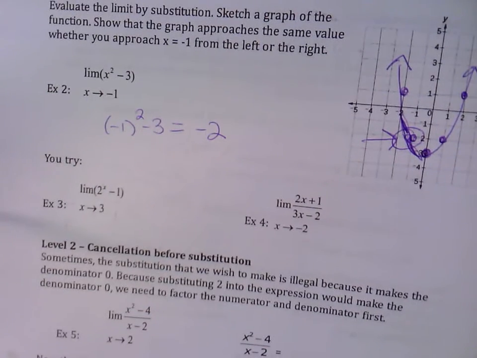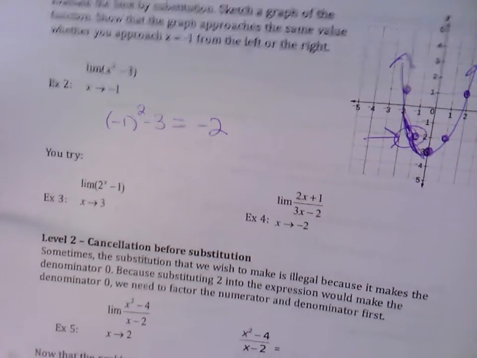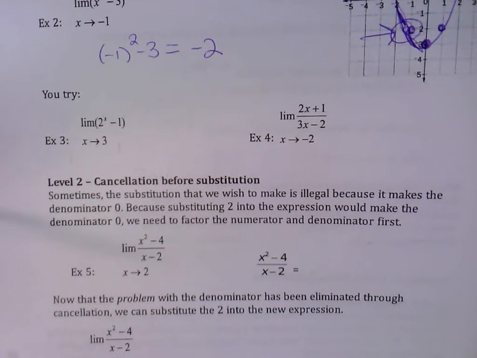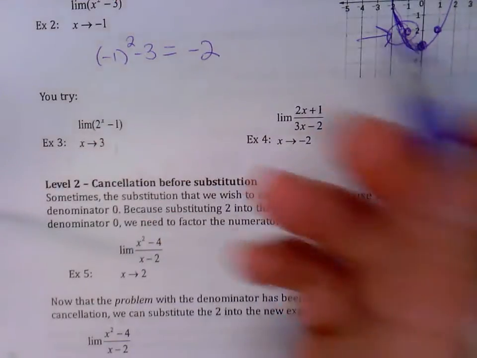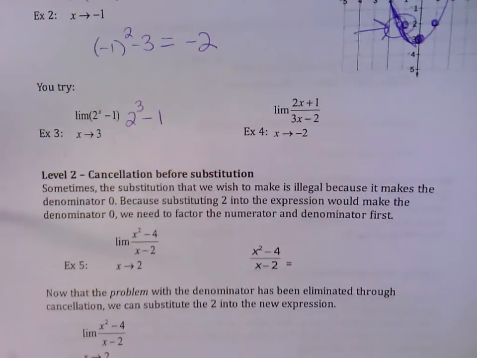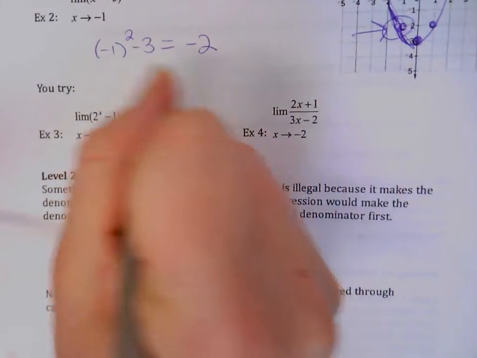All right, you're going to try to evaluate 3 and 4. So you don't have to graph them. Just plug in the x value, generate the y value, see what you get. So for this first one, I do 2 cubed minus 1. So 8 minus 1, the limit is 7.